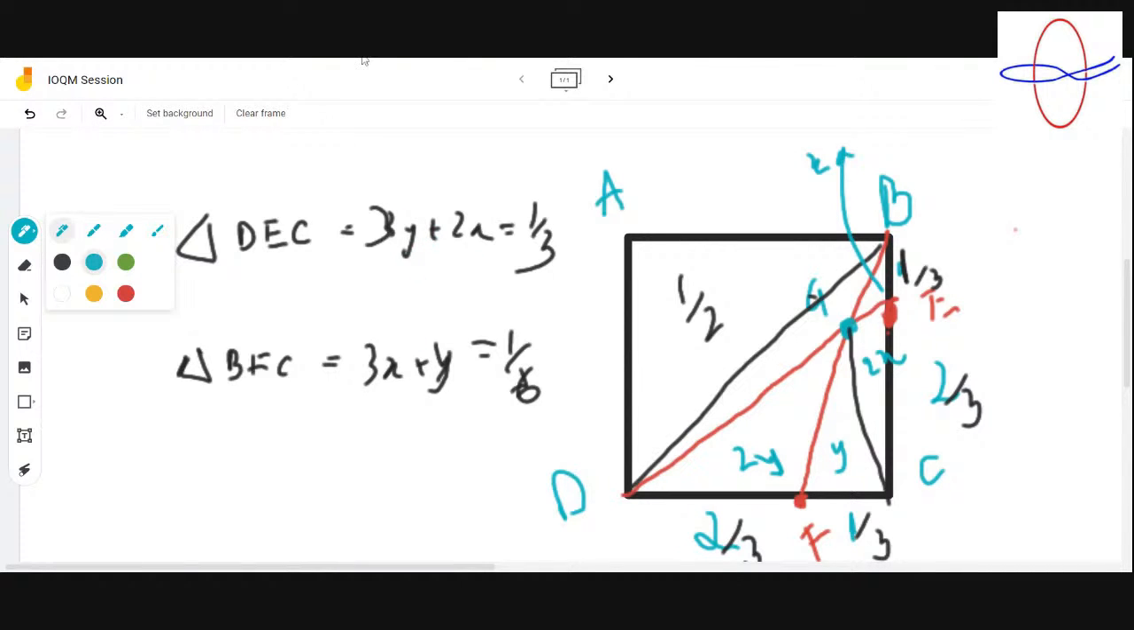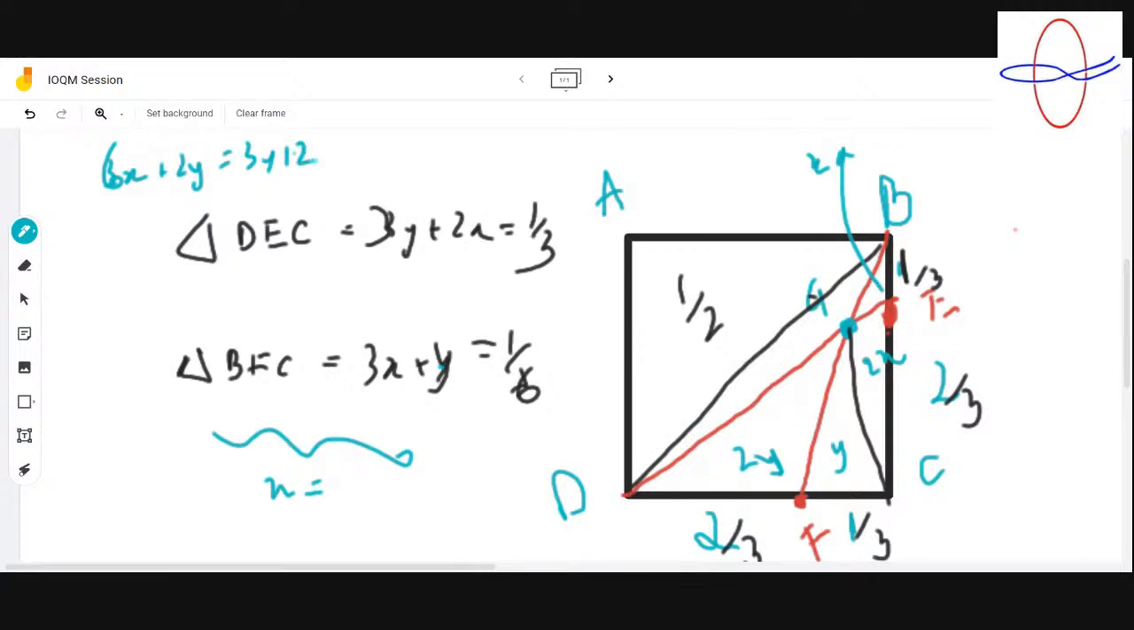Solve it. What is x and what is y? Solve it from here. X is what? Y is equal to 4x. How is it so? Okay, yeah, I'm getting it. 3x plus 6x plus twice y is equal to 3y plus 2x. So 4x is equal to y. Yeah, perfect. So y is equal to 4x.